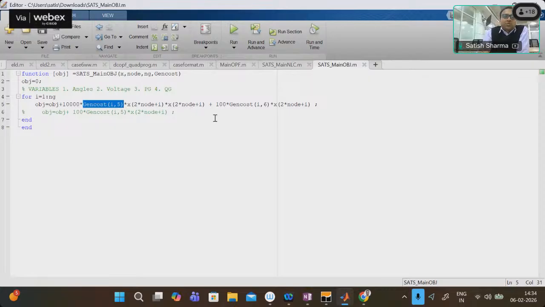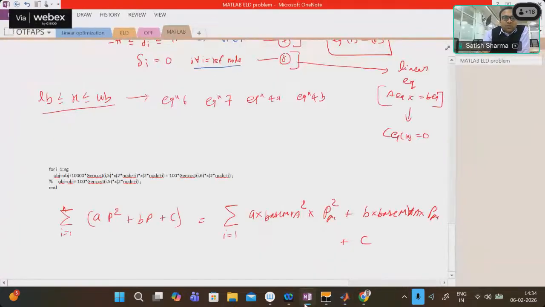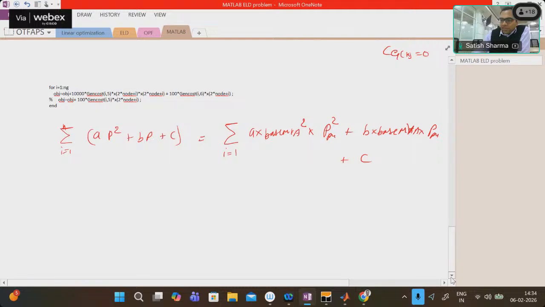Now what is P square? That is very important. The program which we have written here, we again have to look for the X. X is basically delta 1 to delta n, V1 to Vn, and then P1 to PNG, NG being the number of generators, and then Q1 to QNG.